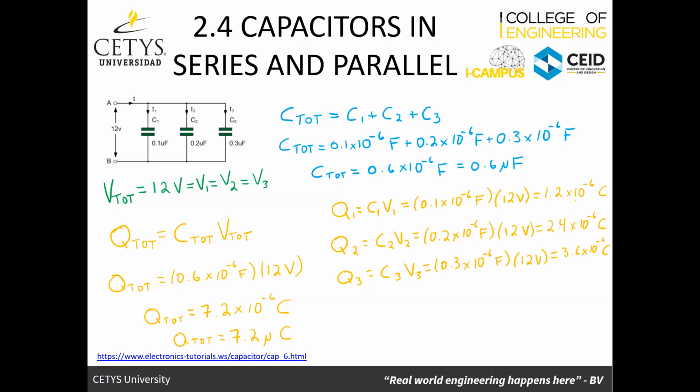What can we notice here? If I add these, then I have to get the total charge, which would be the 7.2, which is the total charge. Why? Because the total charge is distributed.